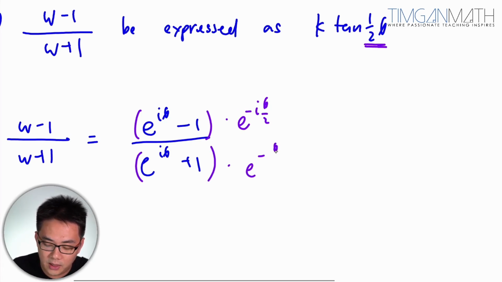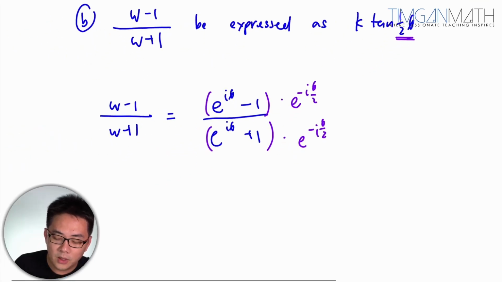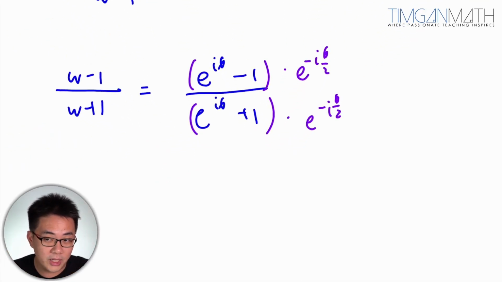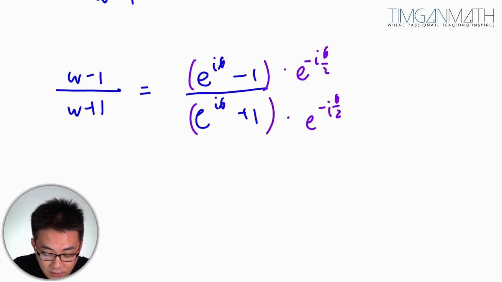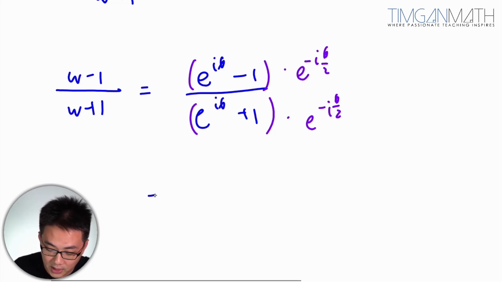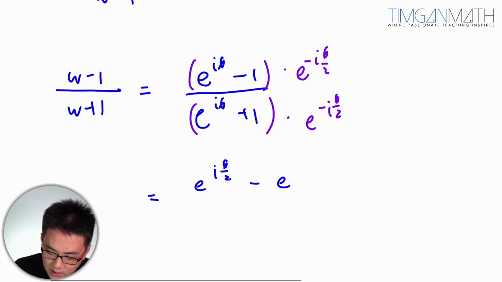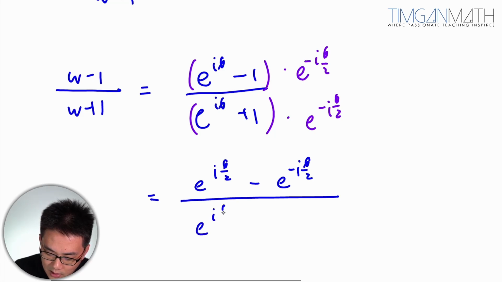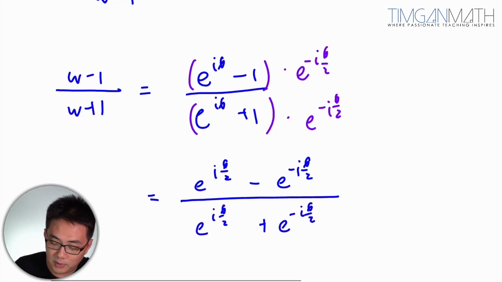I don't really need that to be strictly positive half a theta, but as long as I have half a theta in the argument, be it positive or negative, I'm fine. So this part here, once done, I'm just going to get e to the i theta over 2 minus e to the i negative theta over 2, over e to the i theta over 2 plus e to the minus i theta over 2. So just multiply them in and you'll get this expression here.